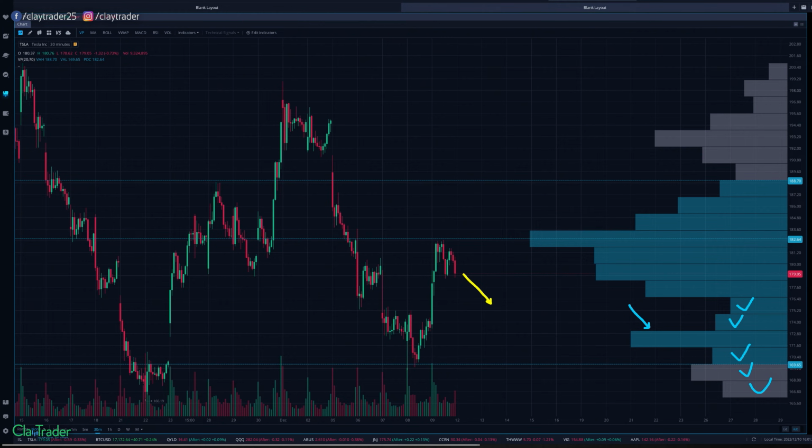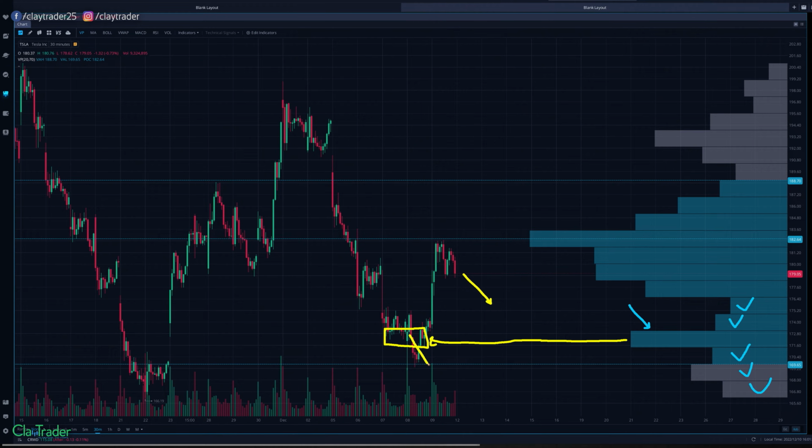Now, what does this tell you? Well, this tells you that down at this area here previously, there were a lot of transactions that took place. You did have a lot of buying that took place around this area. Now, yes, for every buyer, there's a seller. So you could also say there was lots of selling that took place. But the point here is there were enough buyers where the price really did not make it any further downwards.